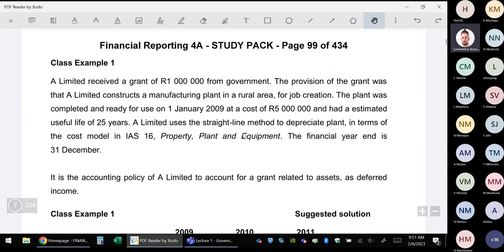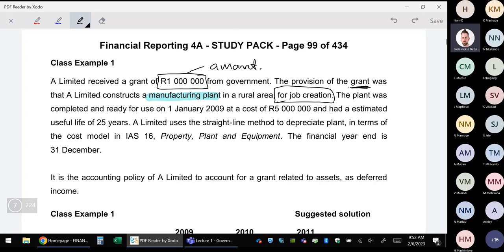All right, example 1. A Limited received a grant of R1 million from government. The provision of the grant was that A Limited constructs a manufacturing plant in a rural area for job creation. Okay, why do we have grants? Because we want to create jobs. You see there's a grant. That's the amount of the grant. And we also see that we have to construct a manufacturing plant.